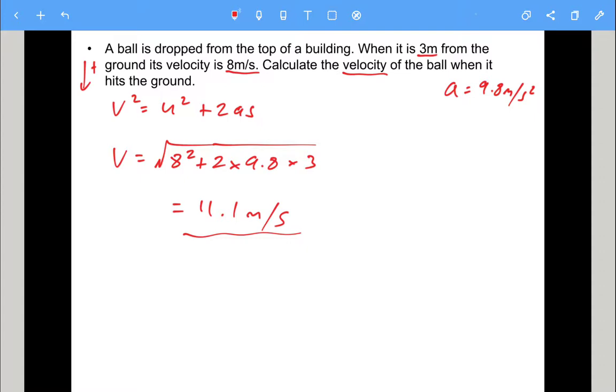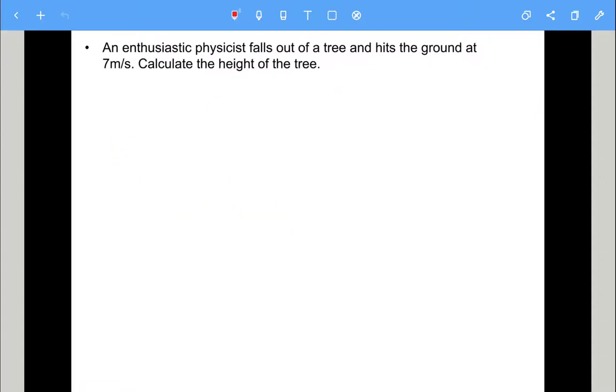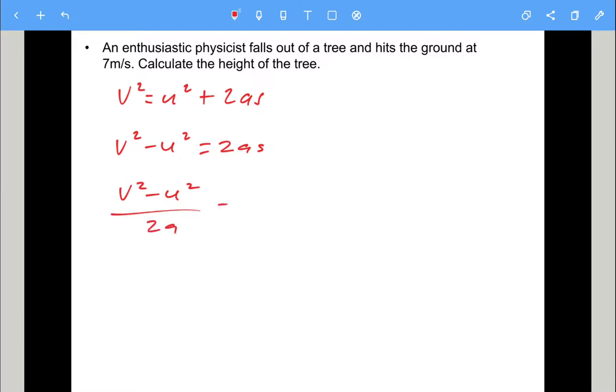Okay, let's move on to the last one. So this one, an enthusiastic physicist falls out of a tree and hits the ground at 7 meters per second. Calculate the height of the tree. So v squared equals u squared plus 2as. And we want height, so we need to rearrange it first. So it's v squared minus u squared, remember, and that equals 2as. And then we need to get rid of the 2a, which is multiplied. So the opposite of multiplying by 2a is dividing by 2a. So it's v squared minus u squared divided by 2a. And that gives the displacement s, or in this case, the height of the tree.